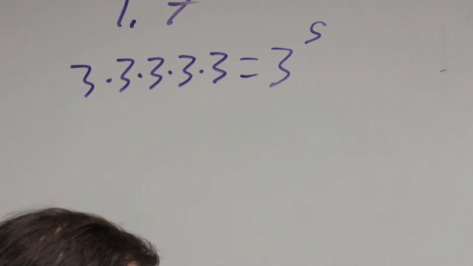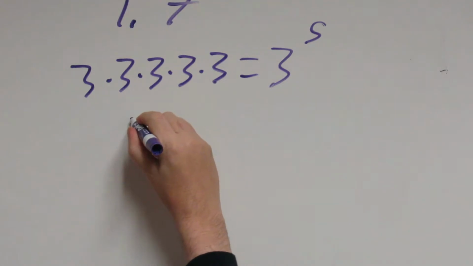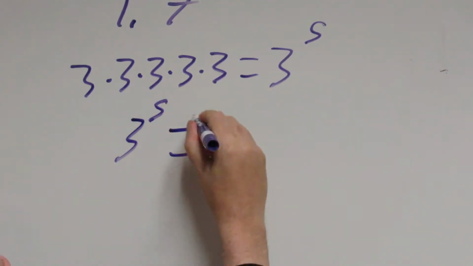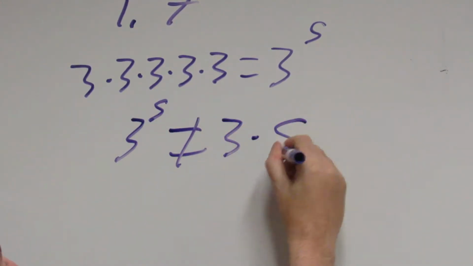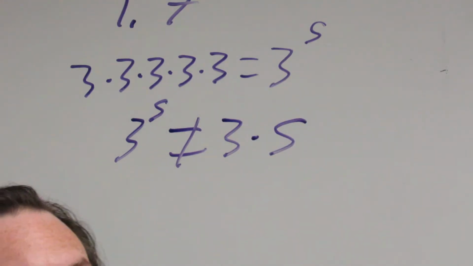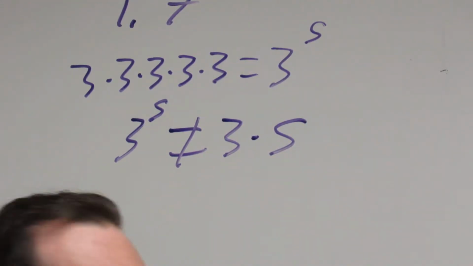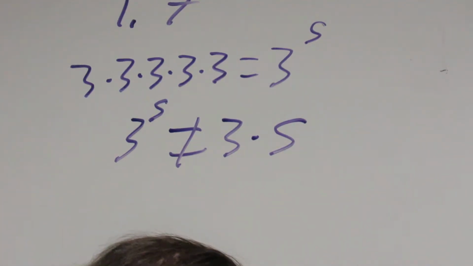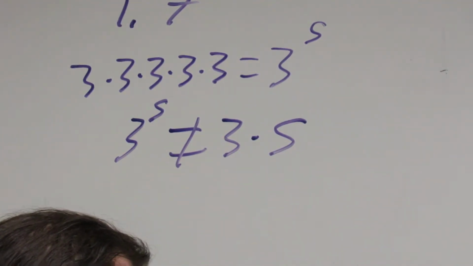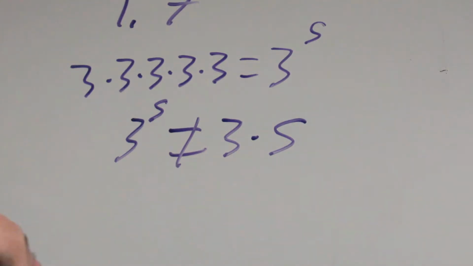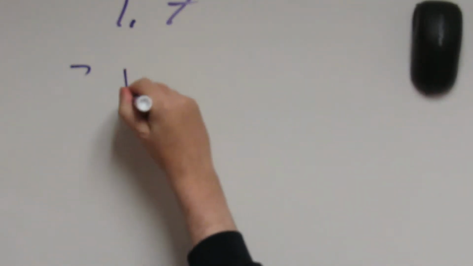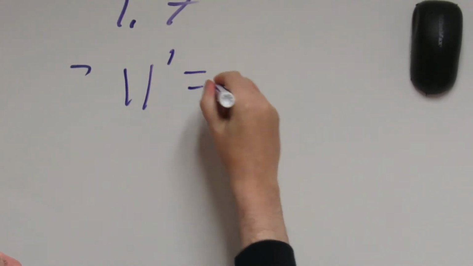3 to the 5th does not mean 3 times 5. When you see 3 to the 5th, you need to multiply 3 times 3 times 3 times 3 times 3. If we have, say, 11 to the 1, that just means that it's going to be that number, 11.